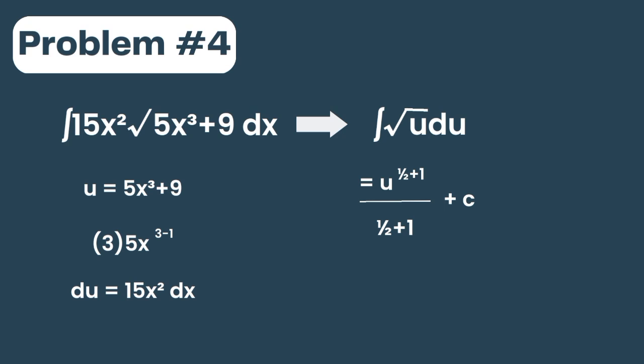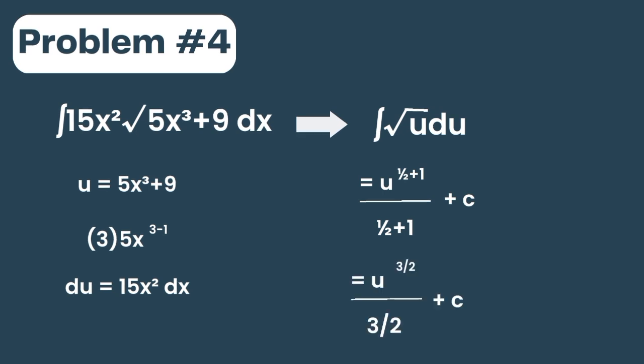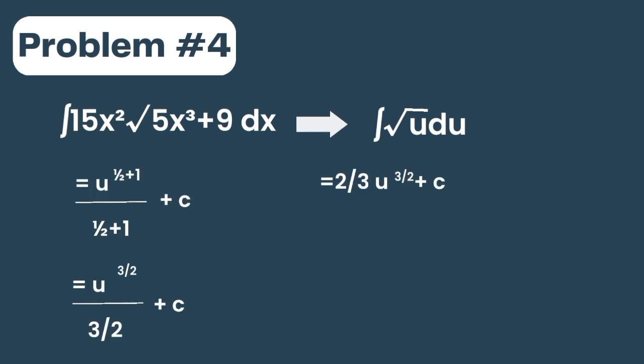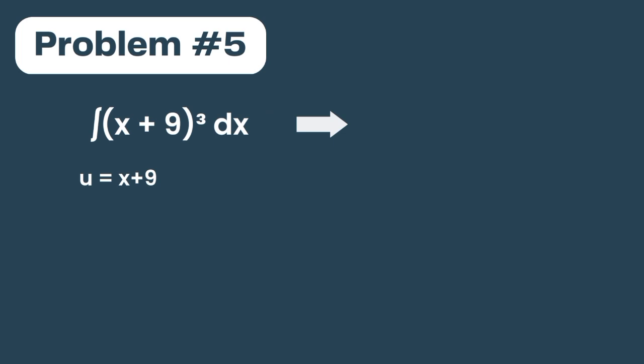The square root exponent is 1/2, that's why applying the power rule, we'll have u raised to 1/2 plus 1 over 1/2 plus 1 plus c. 1/2 plus 1 is 3 over 2, so now we got u raised to 3 over 2 over 3 over 2 plus c. Dividing by the fraction using the reciprocal, we got 2 over 3 u raised to 3 over 2 plus c. Then substituting the u, we'll now have 2 over 3 times 5x cubed plus 9 raised to 3 over 2 plus c. Is this the final answer? Yes, it is.